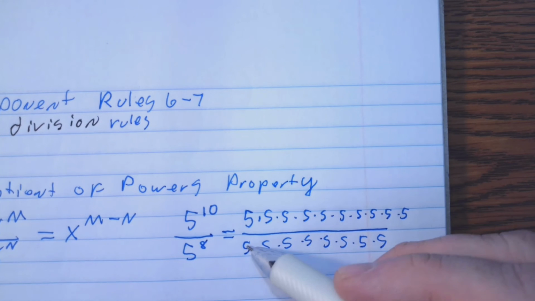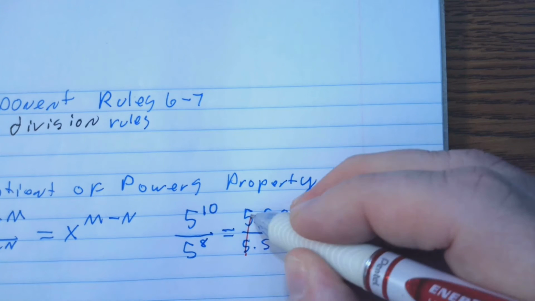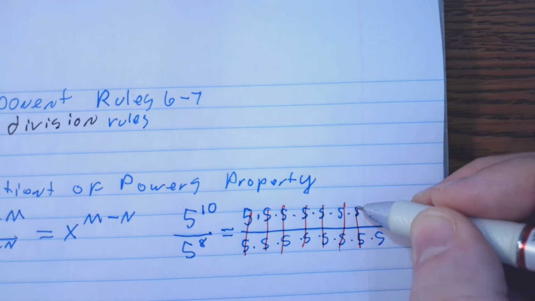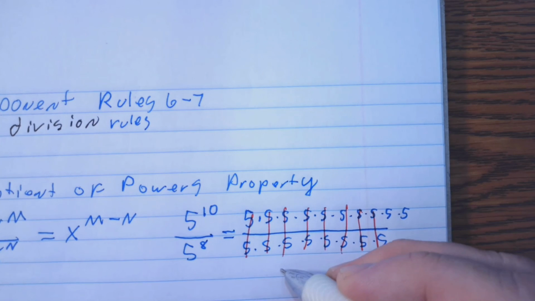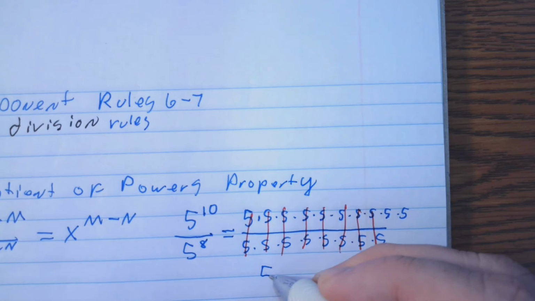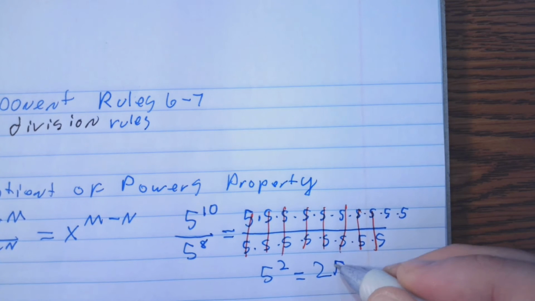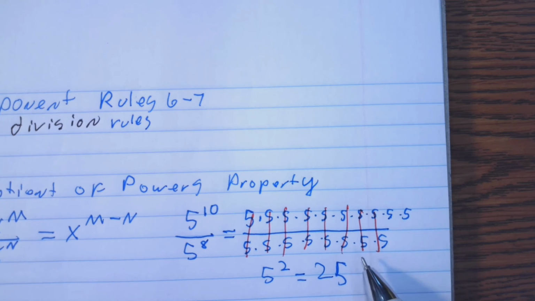What's 5 divided by 5? It's 1. So basically I can cancel, cancel, cancel, cancel, cancel, cancel, cancel, cancel. What's left? Just 2 of them, right? So that would be 5 times 5, so that's 5 to the 2nd power, or 25. We don't want to do this. This would take forever, yes? That's why we're learning these rules, so we don't have to do it long form.